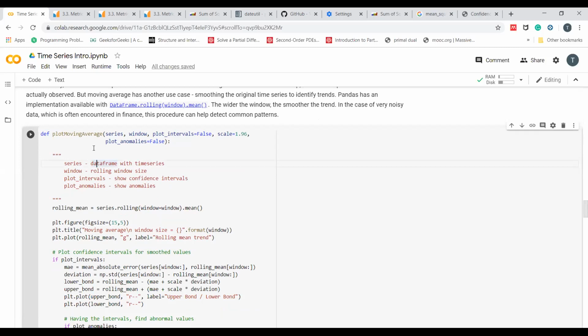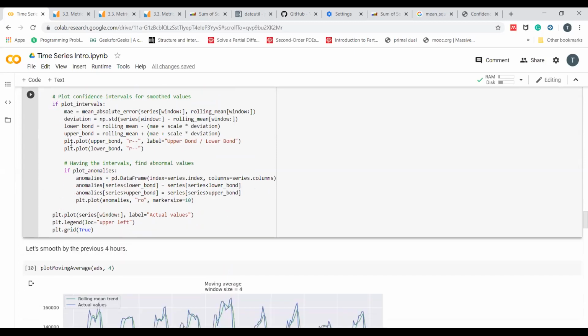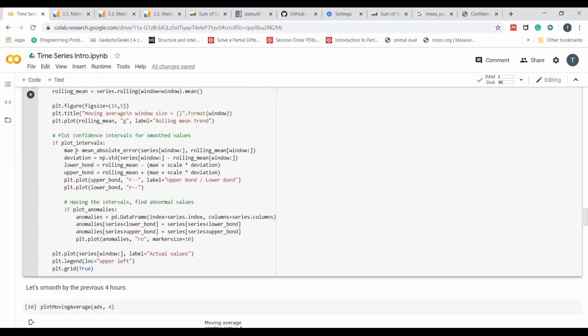So now let's define the plot moving average function. In this function, the series argument is the data frame with time series, and the window is the rolling window size. Plot interval just shows the confidence intervals of the data. And then the plot anomalies argument will show anomalies, so just any outliers in the trend. The rolling mean is calculated by series.rolling(window).mean(), and then we plot the rolling mean. For the confidence intervals, it's showing a lower bound and upper bound of the data within this confidence interval.